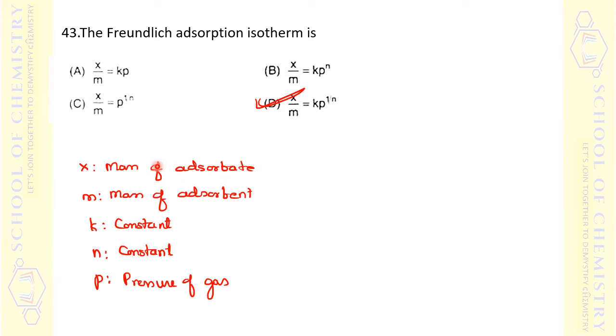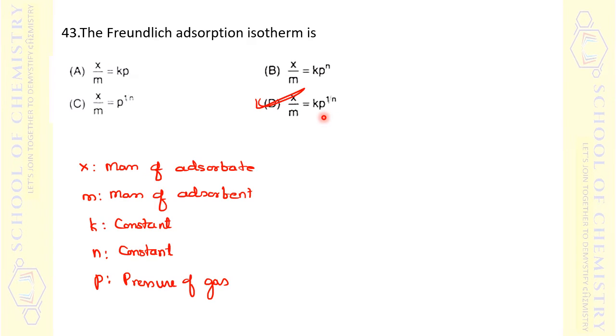So where x is the mass of adsorbate, the substance you are taking for adsorption, usually a gas. So the amount of gas that has been adsorbed will be x, and m will be the mass of adsorbent, in grams. So this will give you x by m, the amount of gas adsorbed per gram of adsorbent, and that will be equal to k into p raised to 1 upon n. K and n are constants, and p is directly proportional to the pressure.